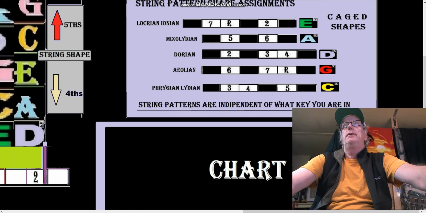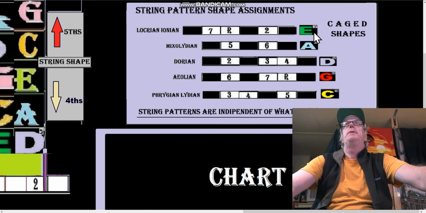Alright, so we are looking at the string pattern shape assignments and how they went up in fifths and they would go down in fourths. And when you go down in fourths, this isn't a good diagram because you'd have to take C and put it on top of E again. So it would go right there, 3, 4, 5, and that kind of thing.